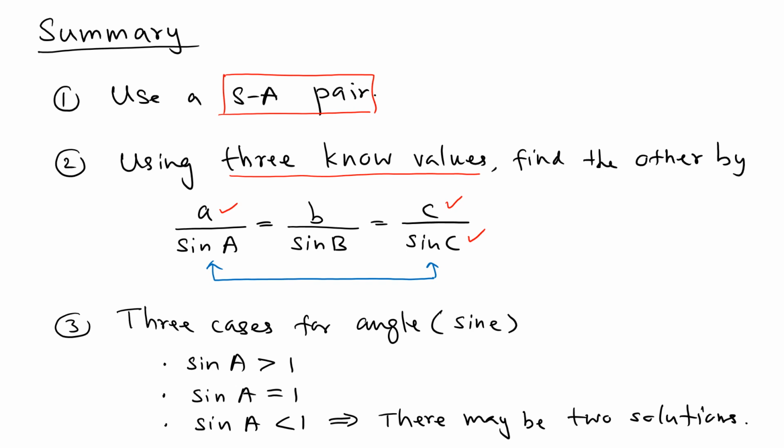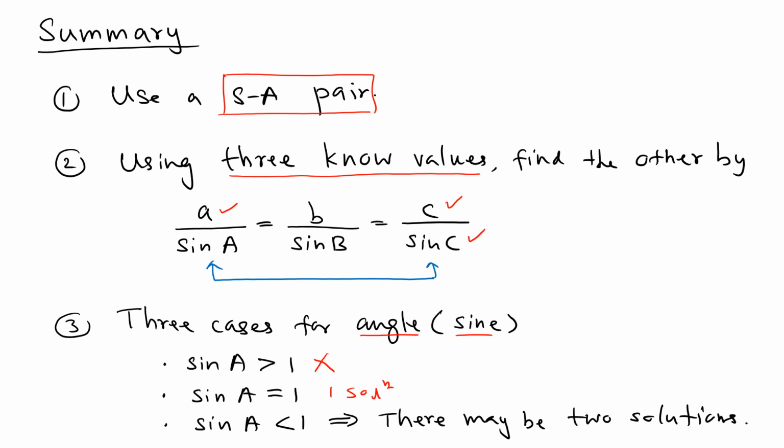When you try to find the missing angle A, there are three cases. The first case is sine A: when you look at this, you may find that sine A simplifies to something greater than 1. That means there are no solutions in this case, because it's not real. Then we can also have sine A equal to exactly 1. In this case, there's only one solution, which means one triangle.